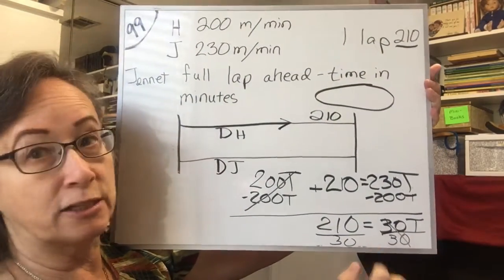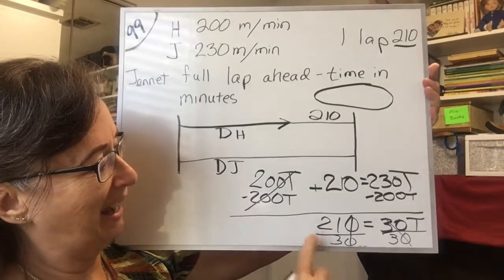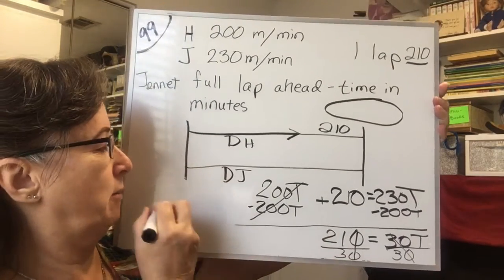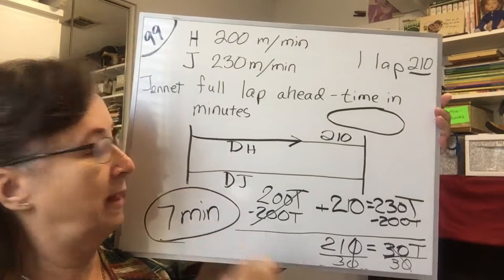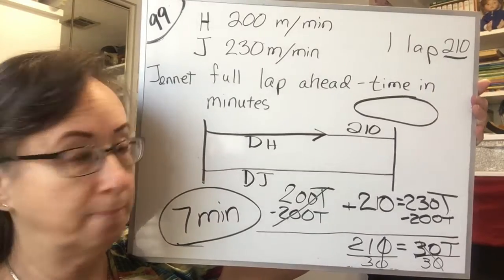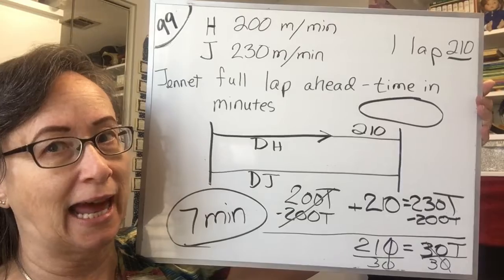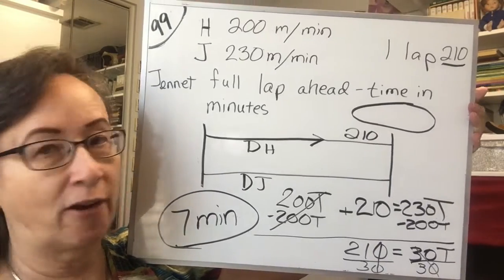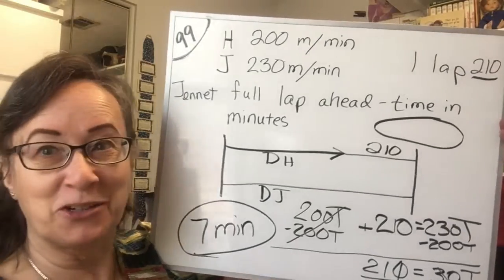And since we have zeros at the end of both of those, we're going to have 21 divided by 3 is 7 minutes. In 7 minutes, with them both running all the time, Jeanette will be a full lap ahead of Harry. Poor Harry. But that is your last practice.